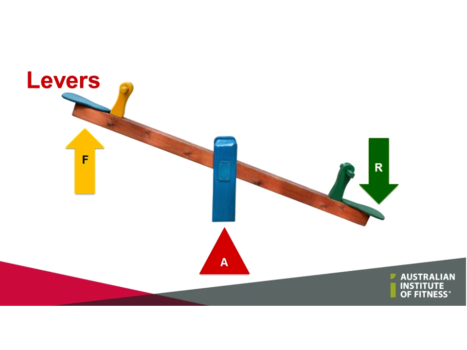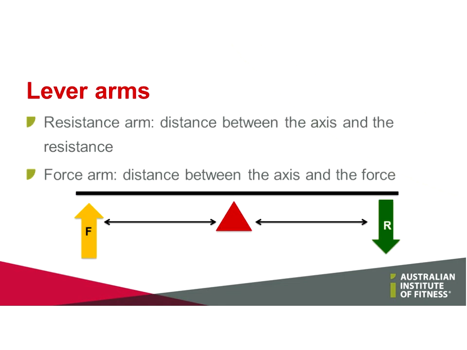So together, the bones, the skeletal muscles and the joints create our levers. The bones are the lever, the skeletal muscle is the force, the joint is the axis, and the weight we train with is the resistance. So the distance between the axis or joint and the force or muscle is called the force arm. The distance between the axis and the resistance is called the resistance arm.